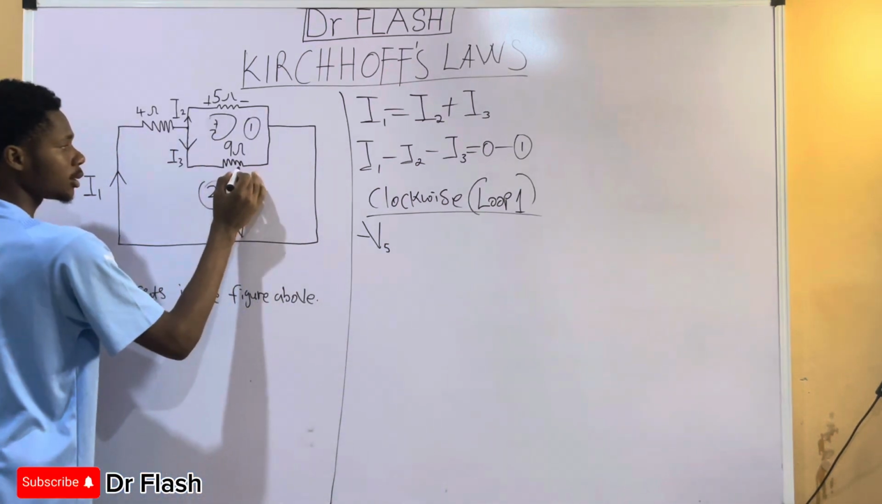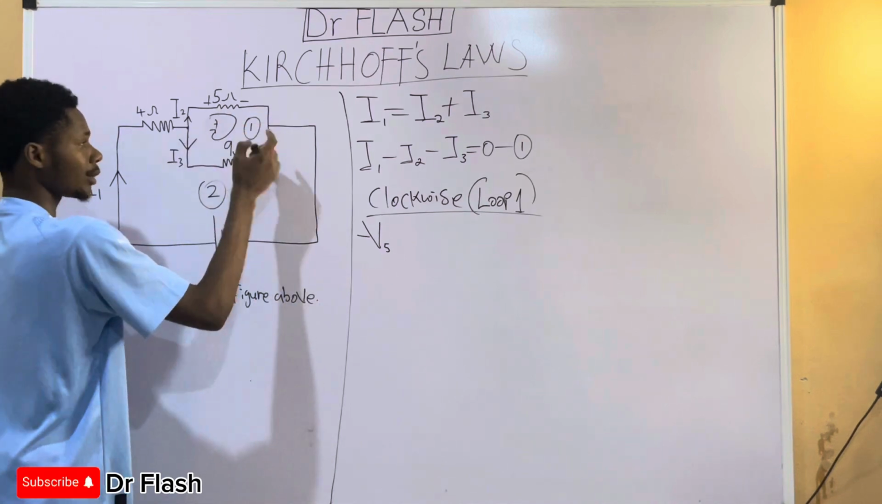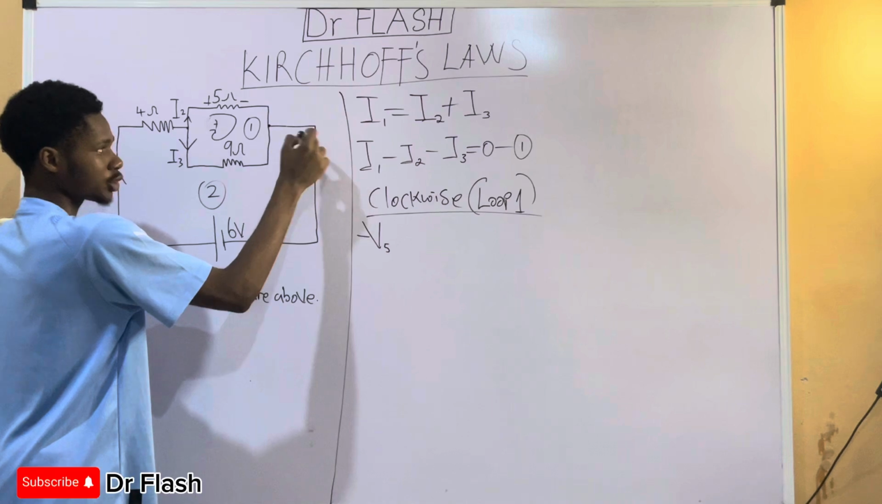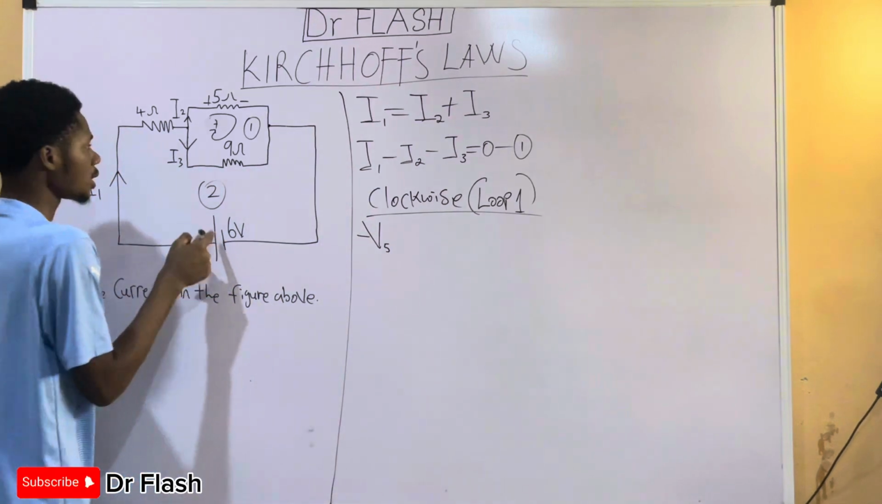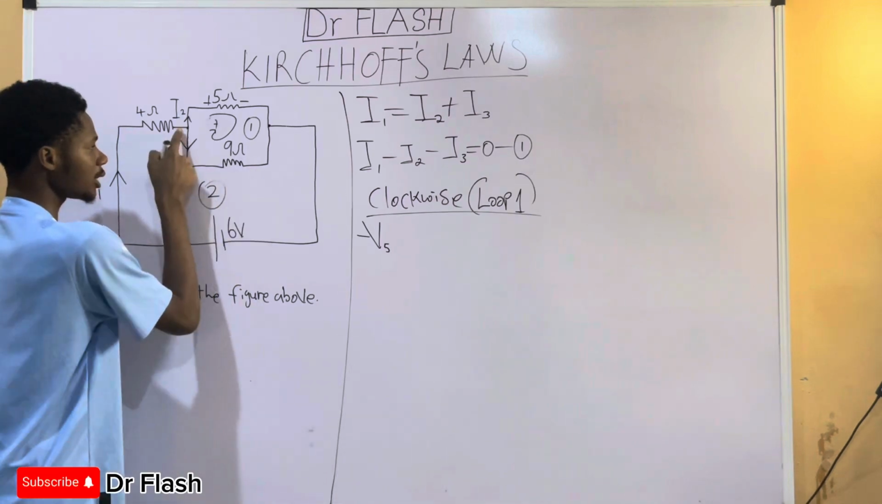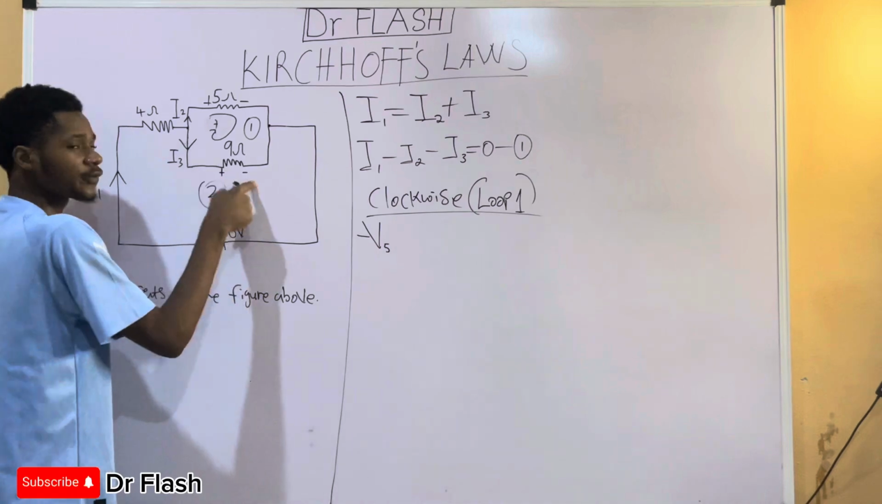Coming here again, the current is still coming here, right? Since we took this one as our direction, the current is still coming here. It will get to this point and then go into this branch, falling back to the series. But then the current through the 9 ohm resistor, notice this is I3. This is I3, it is coming like this. So it means here is positive, here is negative. Current has to move from positive to negative.